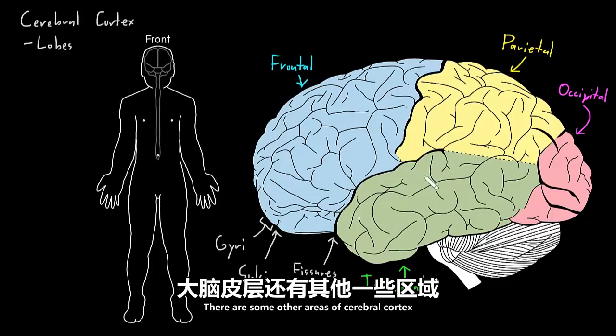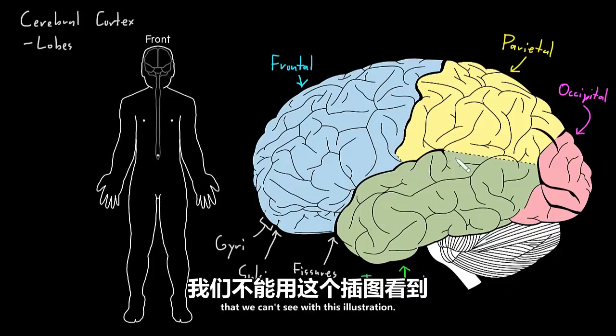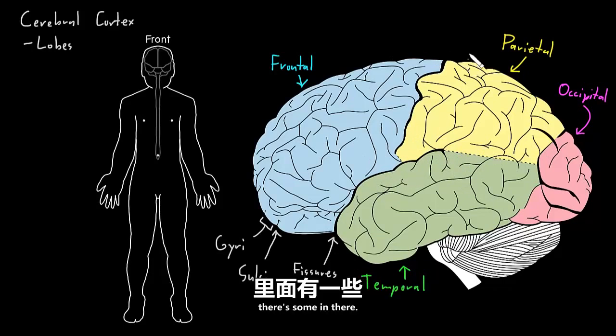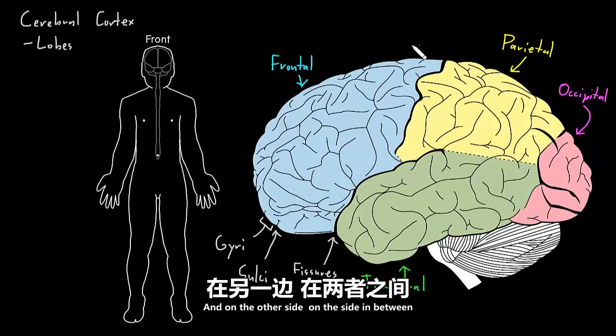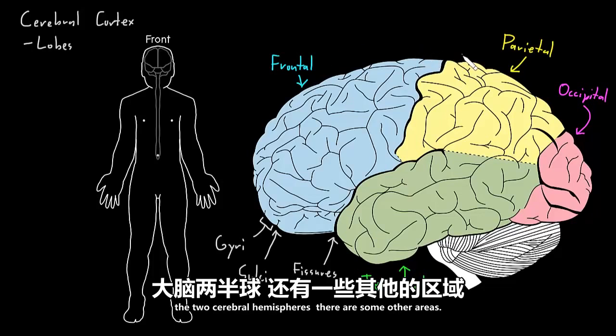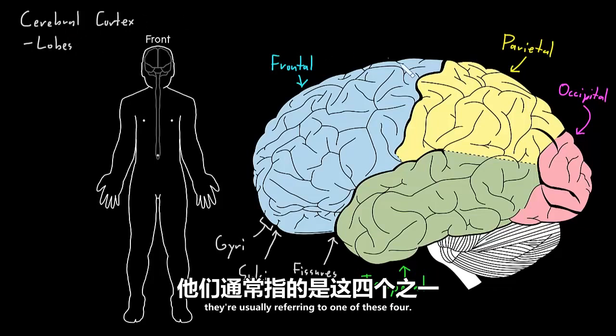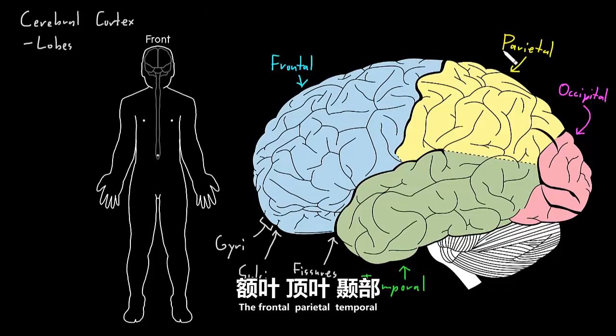There are some other areas of cerebral cortex that we can't see with this illustration. Like if we pull apart this fissure right here, there's some in there. And on the other side, on the side in between the two cerebral hemispheres, there are some other areas. But when people talk about cerebral lobes, they're usually referring to one of these four, the frontal, parietal, temporal, or occipital lobes of the brain.